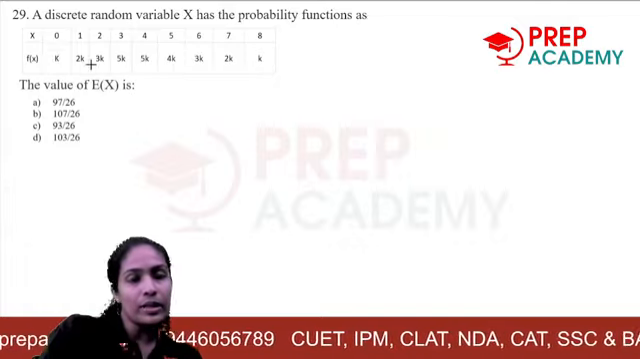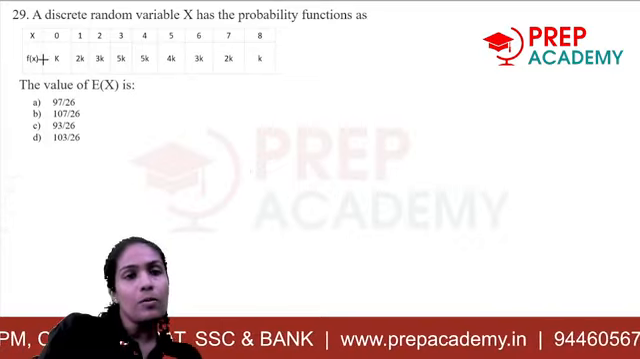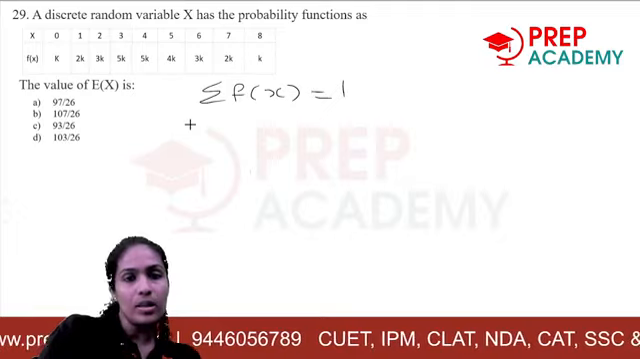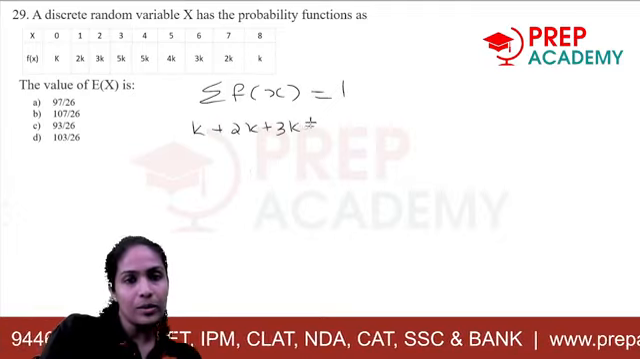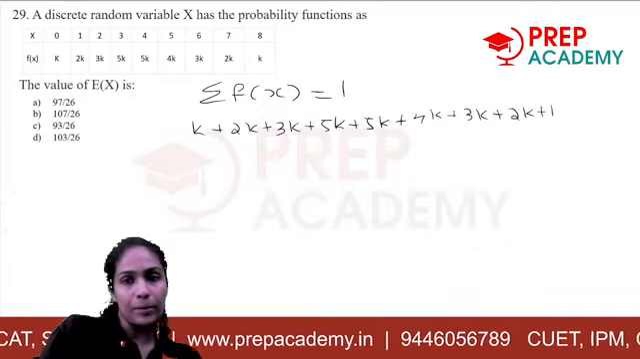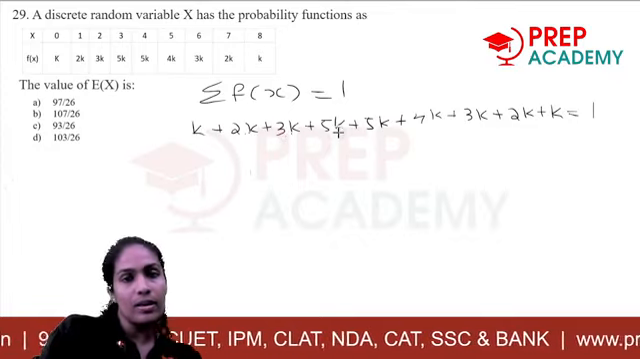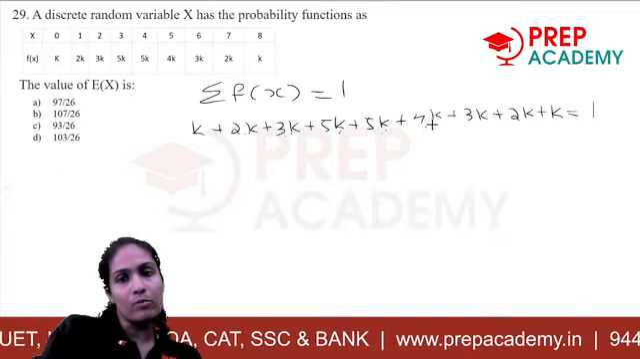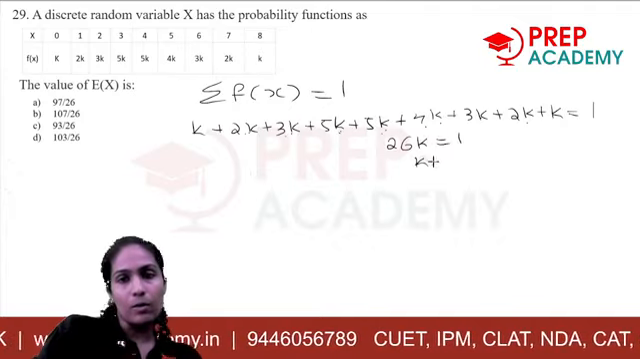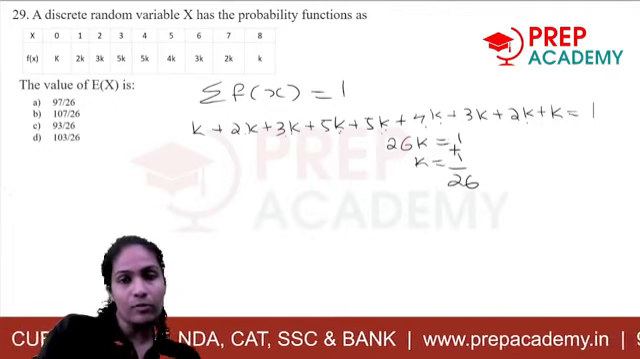So before that, f of x is given in terms of k. So first you have to find the value of k. Now f of x gives the probability of this random variable. So the sum of all the probabilities will always be equal to 1. So sigma of f of x is equal to 1. That is k plus 2k plus 3k plus 5k plus 5k plus 4k plus 3k plus 2k plus k is equal to 1. So k plus 2k is 3k, 3k plus 3k is 6k, 6k plus 5k is 11k, 11k plus 5k is 16k, 16k plus 4k is 20k, 20 plus 3 is 23, 23 plus 2 is 25, 25 plus 1 is 26, that is 26k is equal to 1. So k is equal to 1 by 26. The value of k is 1 by 26.